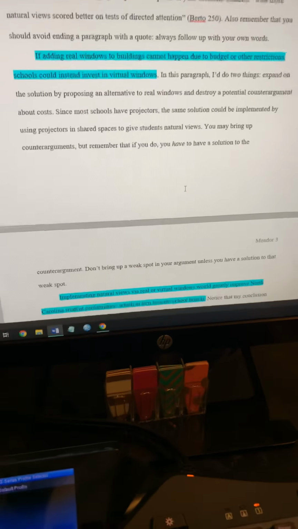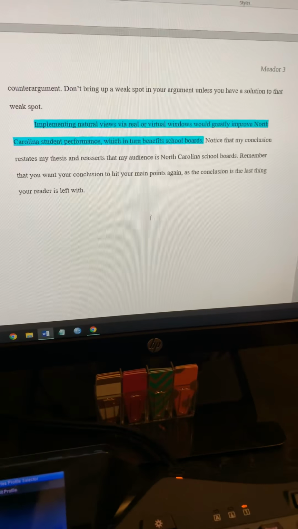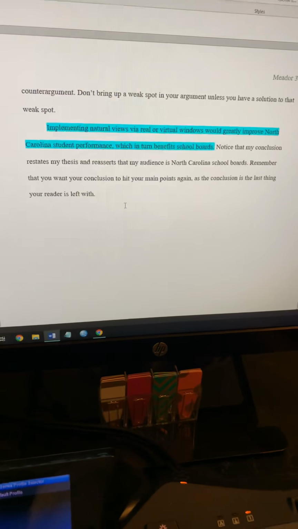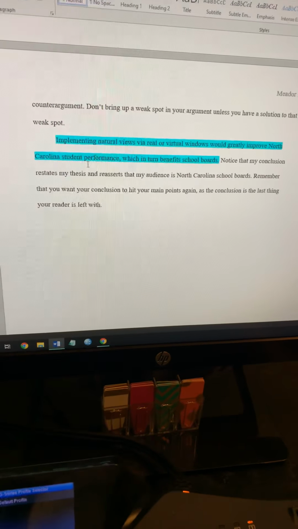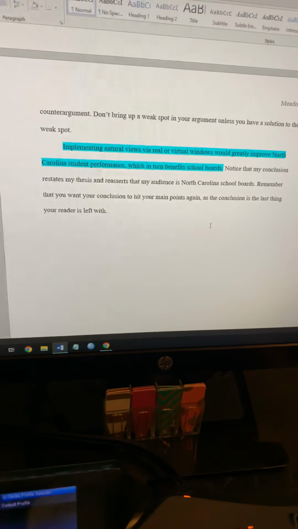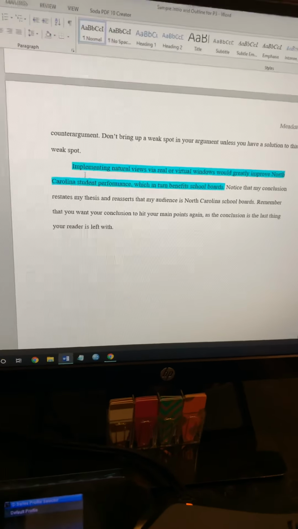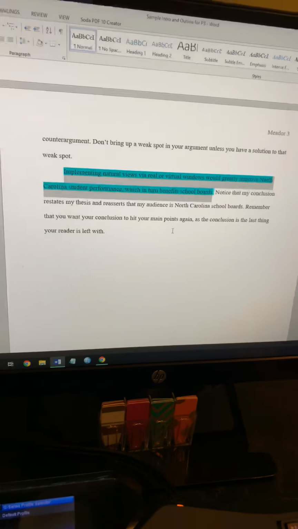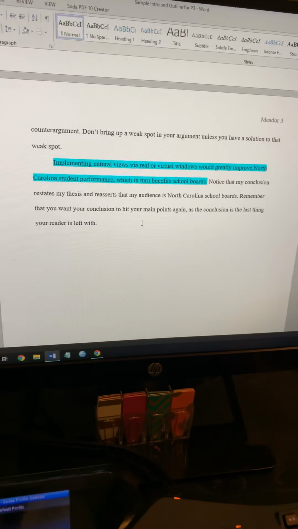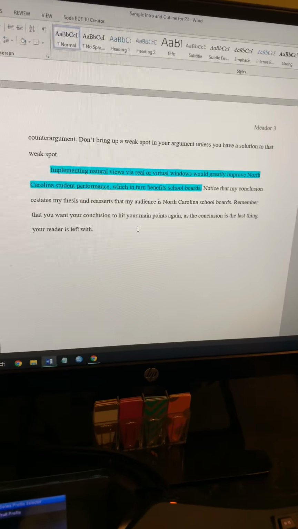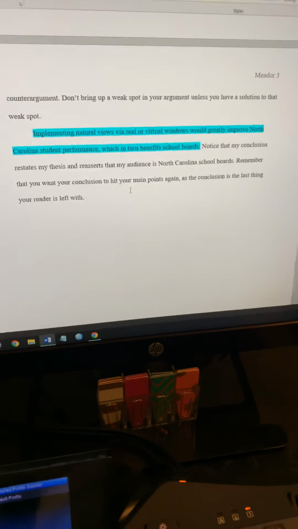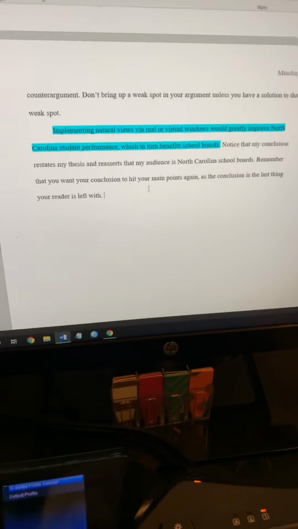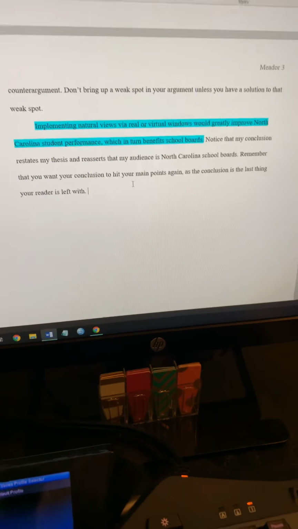So just keep that in mind. All right. And then we move into our conclusion. Implementing natural views via real or virtual windows would greatly improve North Carolina student performance, which in turn benefits school boards, right? So I'm restating my thesis here. I'm also reestablishing that my audience is North Carolina school boards, and we are keeping in mind that your conclusion wants to have your main arguments stated back, because that's the last thing that your reader is left with.